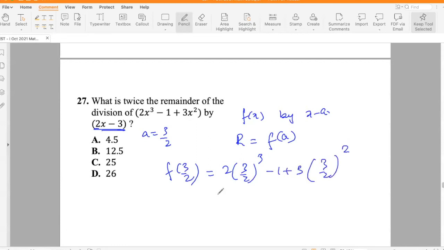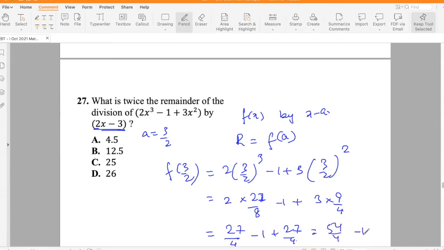So f of 3 by 2 would be 2 times 3 by 2 cube minus 1 plus 3 times 3 by 2 squared. So 2 times 27 by 8 minus 1 plus 3 times 9 by 4. So 27 by 4 minus 1 plus 27 by 4. So that becomes 27 plus 27 is 54 by 4 minus 1. So that is 50 by 4, which is 25 by 2. So that's the remainder. So twice the remainder would be 25.